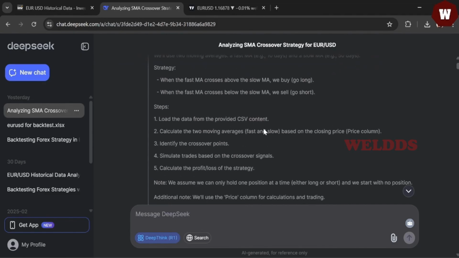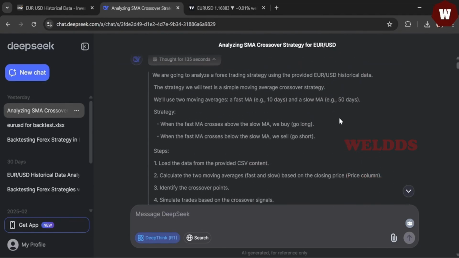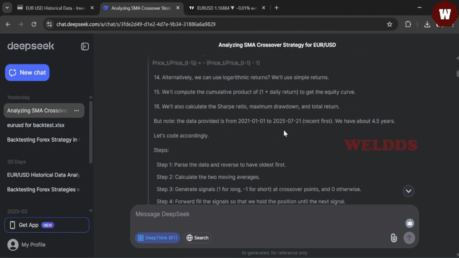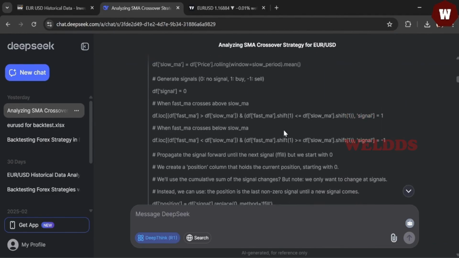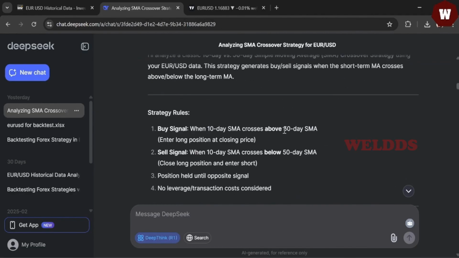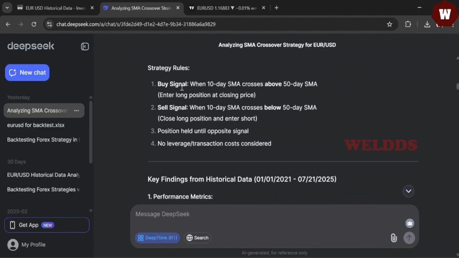The strategy it used was a 50 period moving average and a 10 period moving average, and it ran some calculations for me, and after that it printed out a result. So, strategy rules: buy signal when the 10-day SMA crosses above the 50-day simple moving average. It gave me this. I did not ask it to do this for me. It gave me all that.